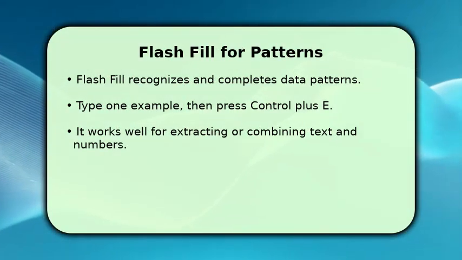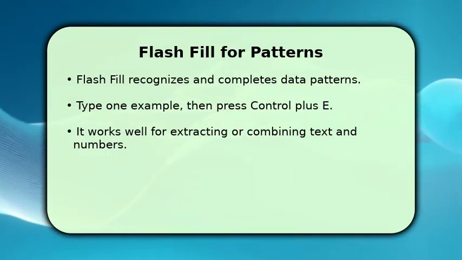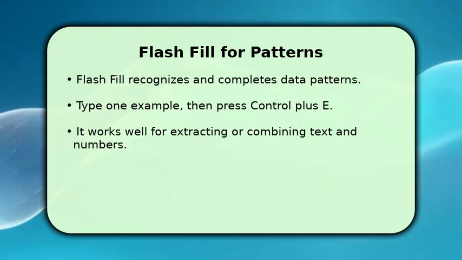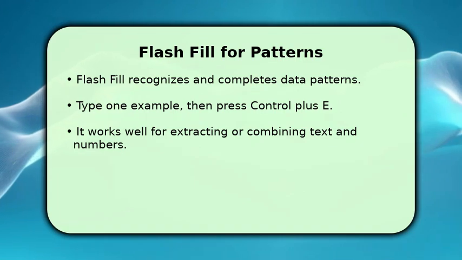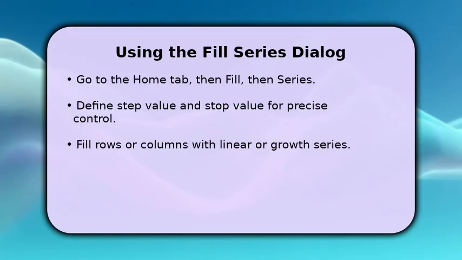Flash Fill is a powerful feature that recognizes patterns in your data. If you have a column of numbers and text, type one example of your desired output in an adjacent cell. Then, press Ctrl+E, and Excel will automatically fill the rest of the column, completing the pattern based on your example. It's incredibly efficient. For more advanced control, use the series dialog box.